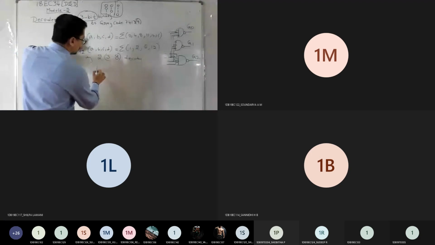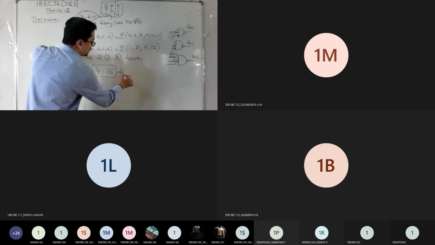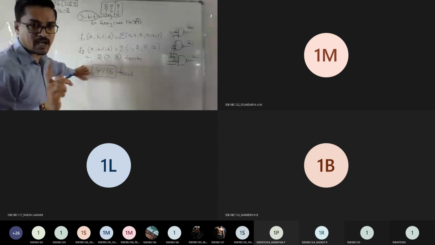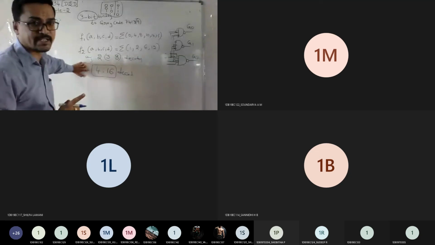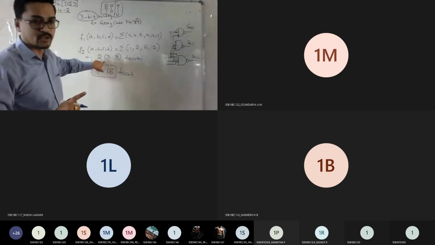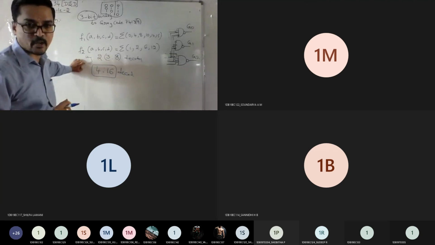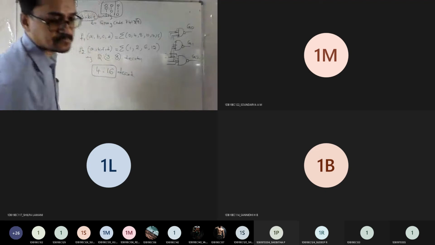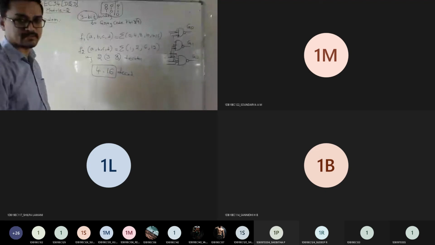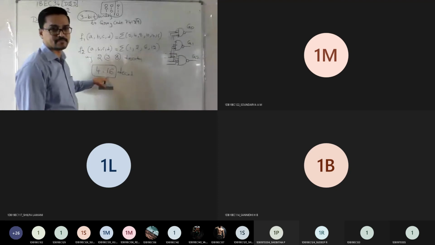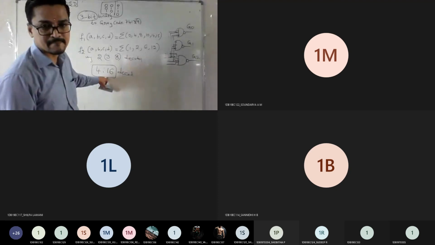See, actually it is a 4:16 decoder. Correct? So this is what it means. So it's a 4:16 decoder, but the question does not ask you to get 4:16. They ask using 2 3:8 decoders. Then what could be done? What should you do? Just think. Outputs remain the same. Yes or no?